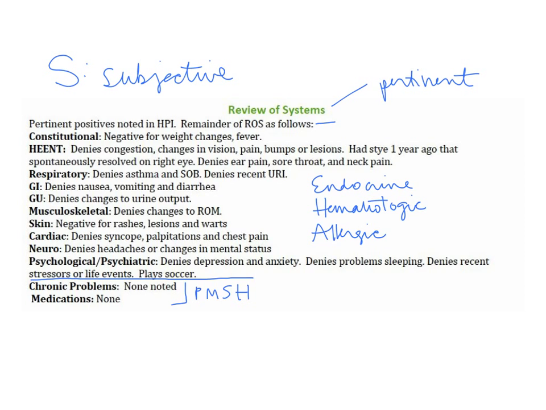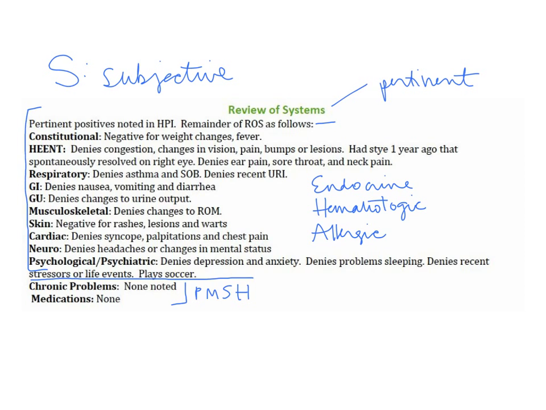So here, you can put a statement at the very beginning that says pertinent positives noted in HPI, remainder of ROS as follows. And these are all, denies or negative for different things. And then you have these 11 sections that you can think about, and then also endocrine, hematologic, and allergic. Now, typically in your sick visits, what you see here are mainly what you're going to be dealing with.